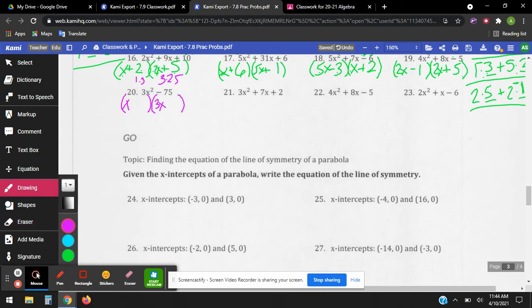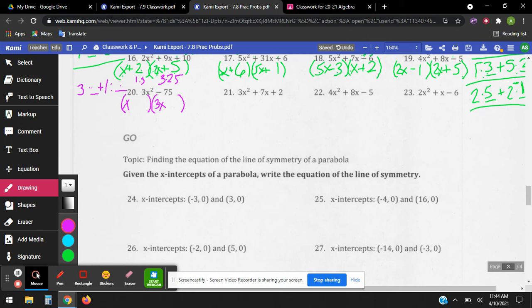Okay, so if I do 3 times something plus 1 times something, if I do 3 times 1 times 25, that doesn't cancel out, does it? Because that's 9, and that's 25.